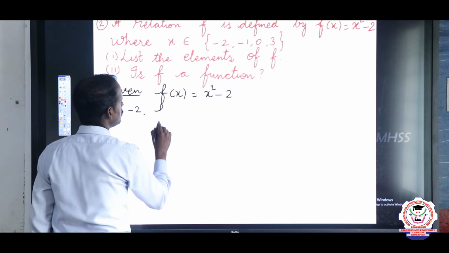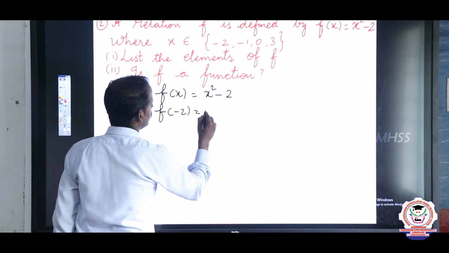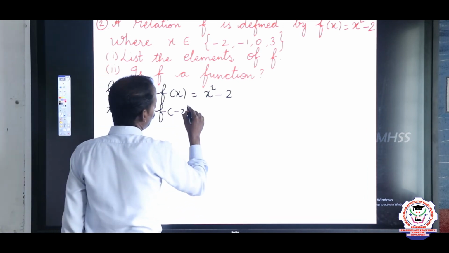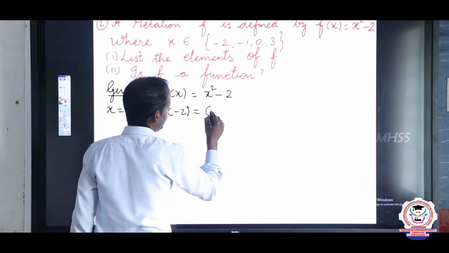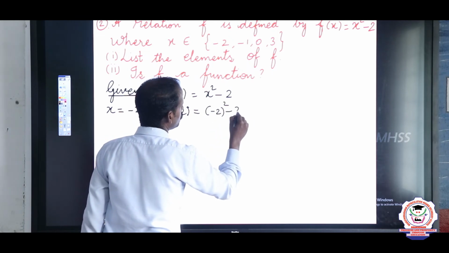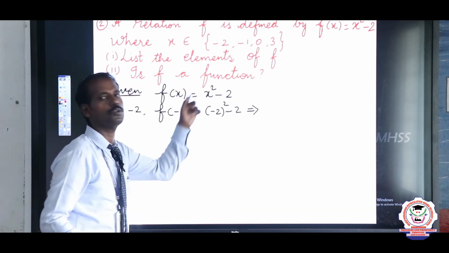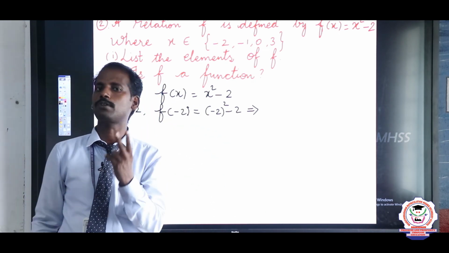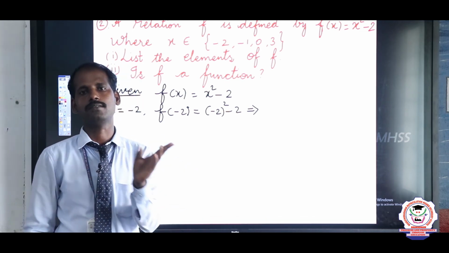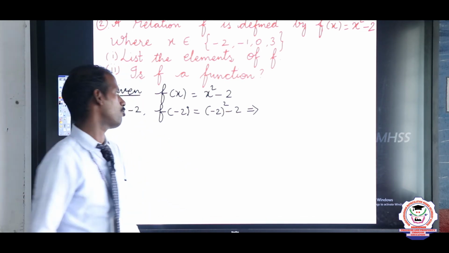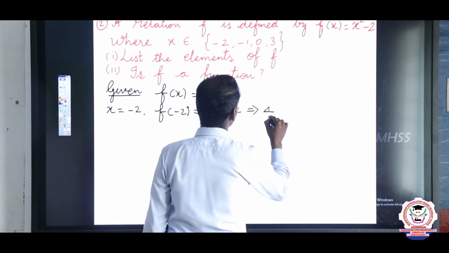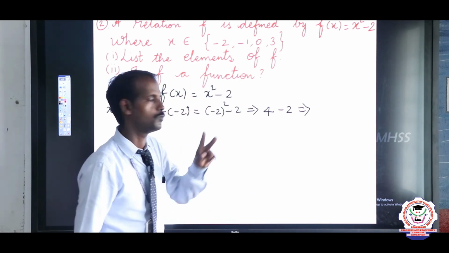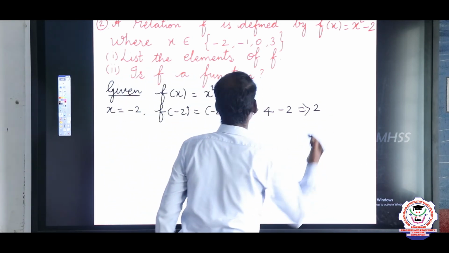X equal to minus 2 means f of minus 2 is equal to minus 2 the whole square minus 2. Here, what is minus 2 the whole square? Minus 2 into minus 2. So 2 times 2, minus into minus is plus, 2 2s are 4. So minus 2 into minus 2 is plus 4. Then minus 2. 4 minus 2. What is the value of 4 minus 2? 2. So 2. Next.